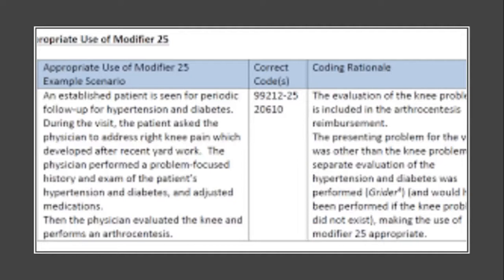So what did we do? He had a patient visit, right? And then the doctor is going to do the arthrocentesis. So you would use 99212 with the 25 modifier, and then you would use the 20610 because that was the arthrocentesis. So that's an example of how you would use the modifier 25. Any questions?